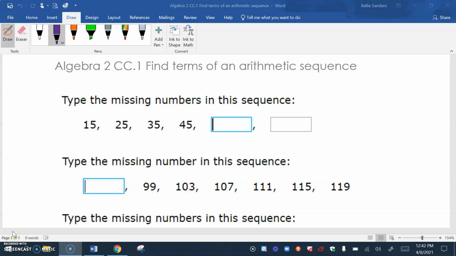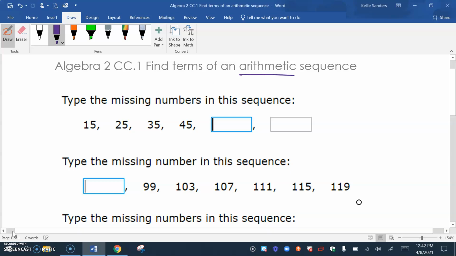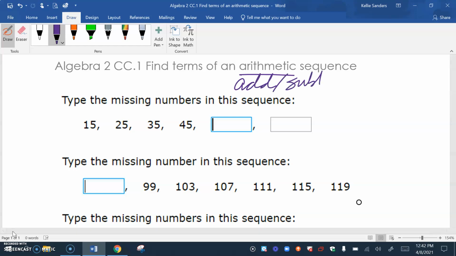CC.1, find terms of an arithmetic sequence. An arithmetic sequence is when you're either adding or subtracting the same number every single time to get to the next number. Okay, so it says type the missing numbers in this sequence. So let's see what we have.